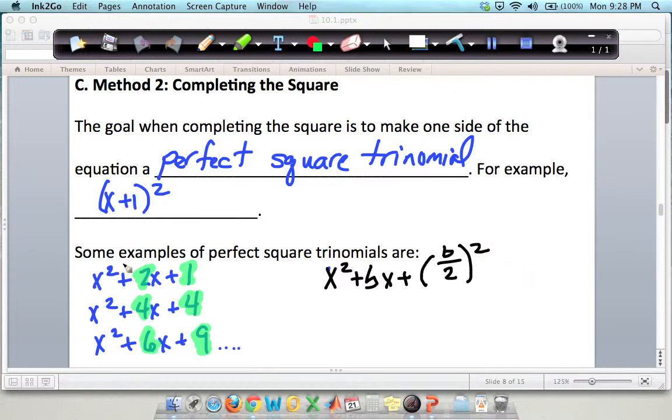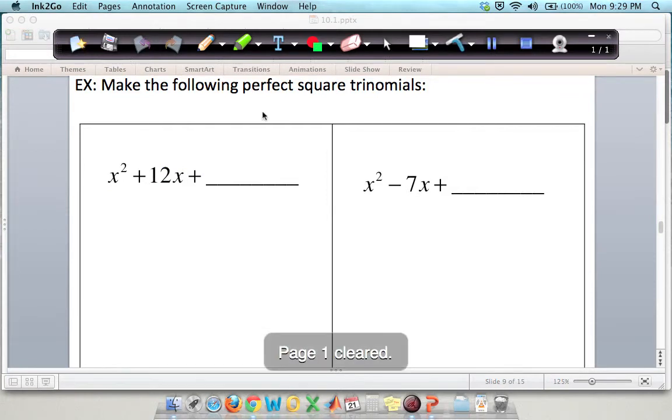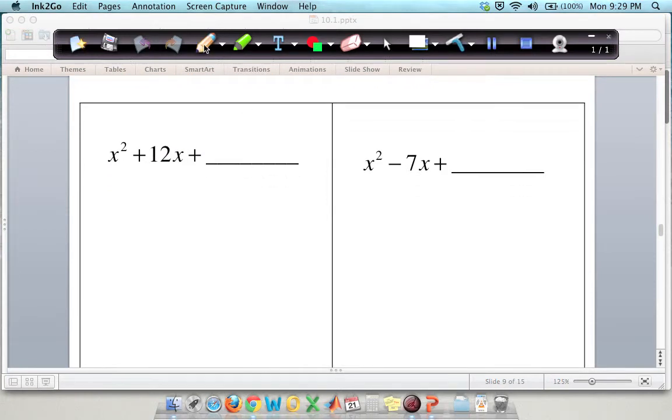So if I show you over here, if I take this 2 divided by 2, I get 1, 1 squared is 1. If I take 4 divided by 2, I get 2, 2 squared is 4. Take 6 divided by 2, I get 3, 3 squared is 9. So this is how you create a perfect square trinomial. So let's practice making the following perfect square trinomials.